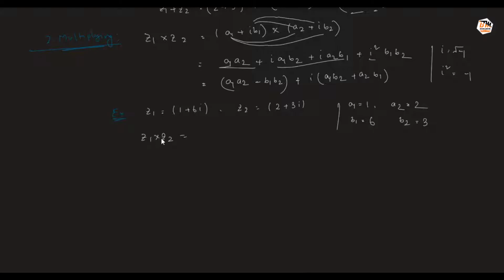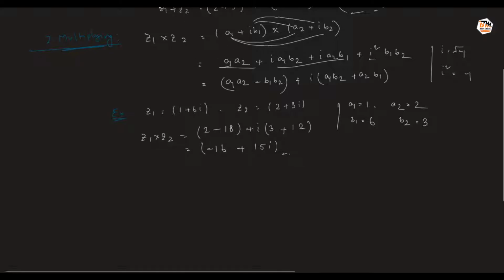Okay, so z1 into z2, we separate all those. According to our formula, a1 into a2 equal to 2, minus b1 into b2 equal to 3 into 6, 18, plus we'll take common i from here. So a1 into b2, that is 3, plus a2 into b1, that is 12. So this will be minus 16 plus 15i. So this is it.